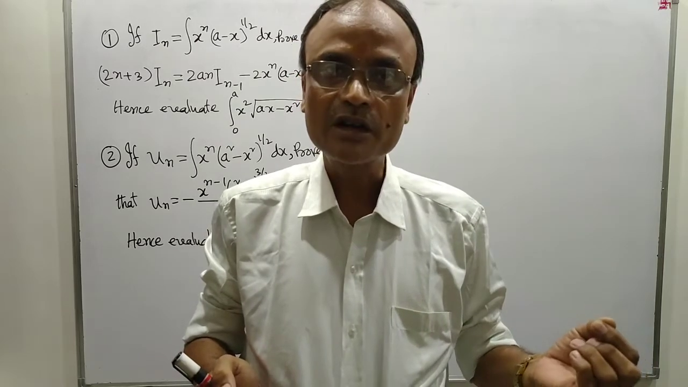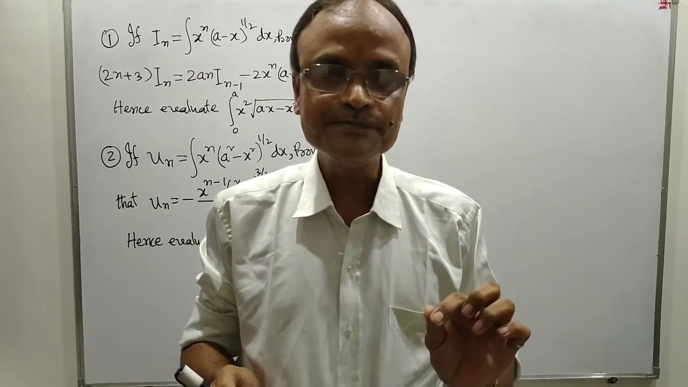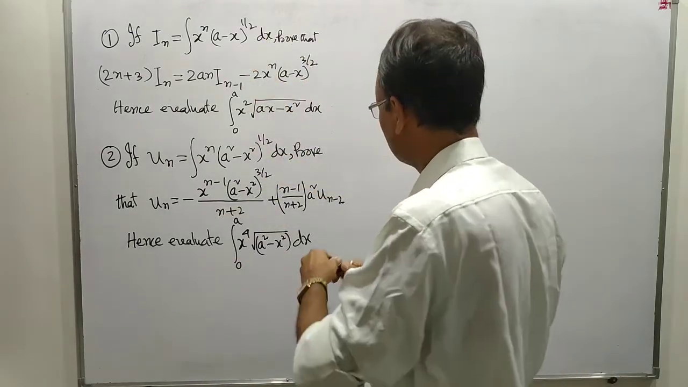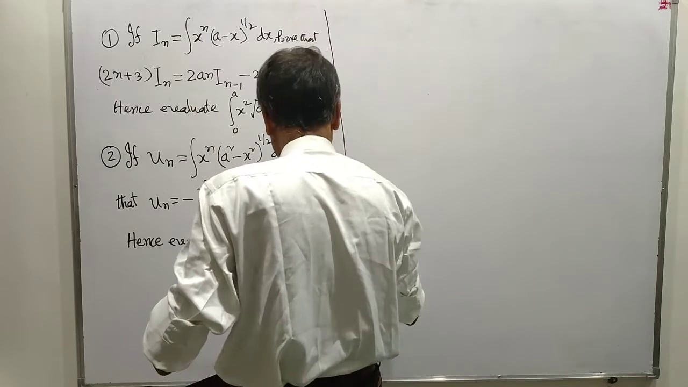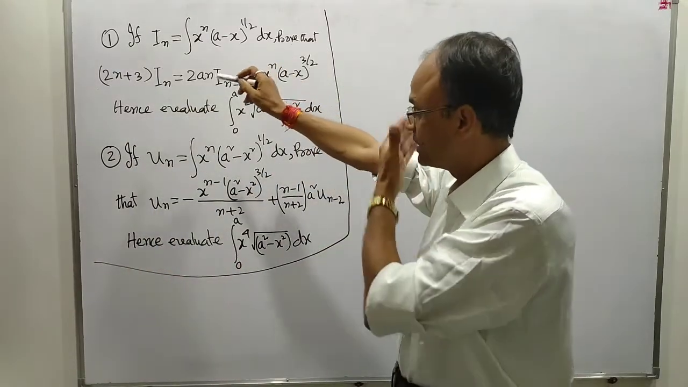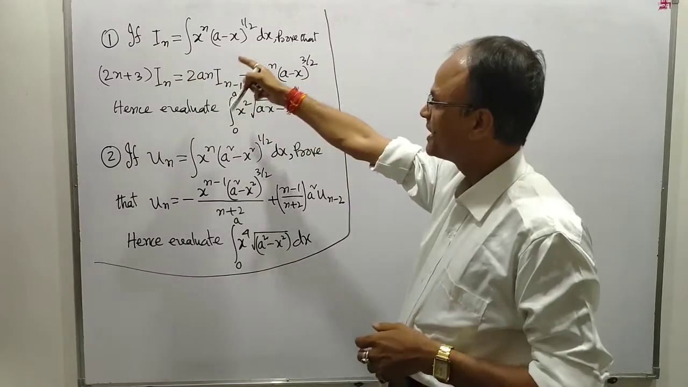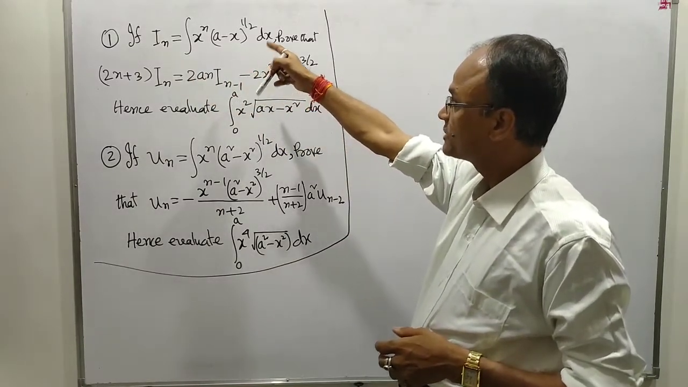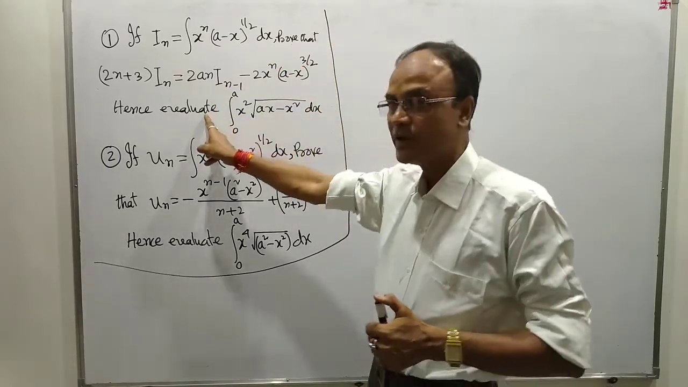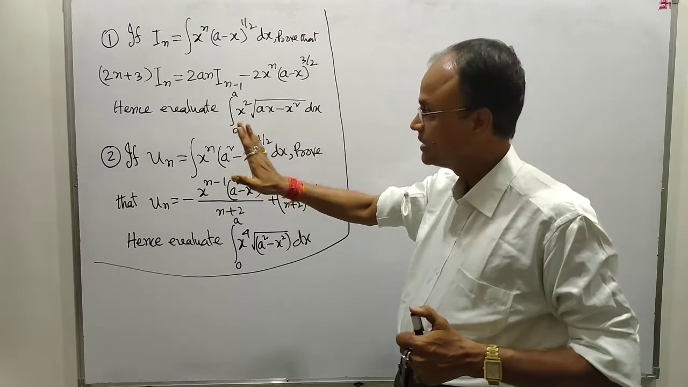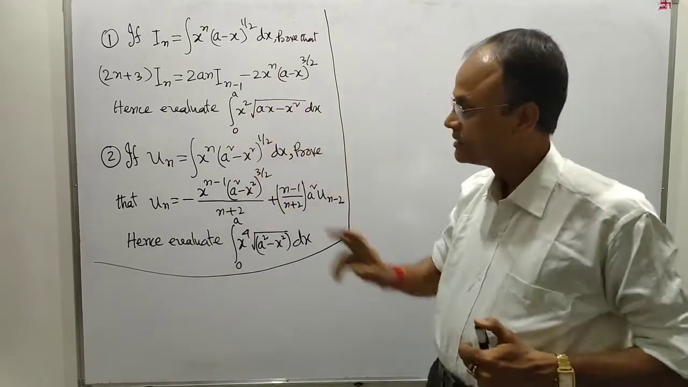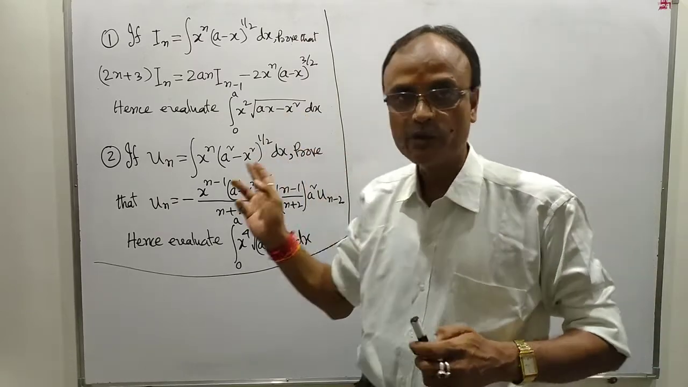Probably this is our 9th class on reduction formula. Let us start. First, we will try to solve these two problems. I have already written them on the board. The first question is this: if I_n equals the integral of x to the power n times (a minus x) whole to the power half dx, then we have to prove this one. Hence, evaluate this. This means that using this formula we have to evaluate this integral.